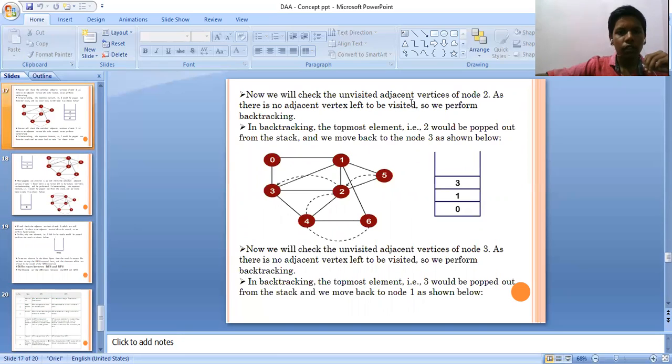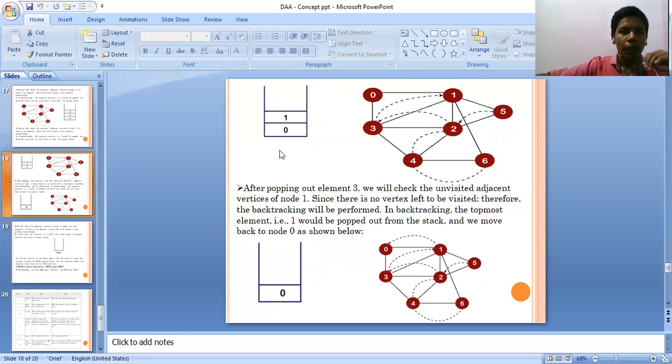Now we will check the unvisited adjacent vertices of node 2, and there is no adjacent vertex left to be visited, so we perform backtracking. In backtracking, the topmost element, that is 2, would be popped out from the stack, and we move back to node 3 as shown below. Now we will check the unvisited adjacent vertex of node 3. As there is no adjacent vertex left to be visited, we perform backtracking. In backtracking, the topmost element, that is 3, would be popped out from the stack, and we move back to node 1 as shown below.